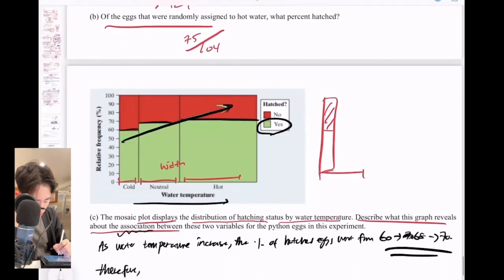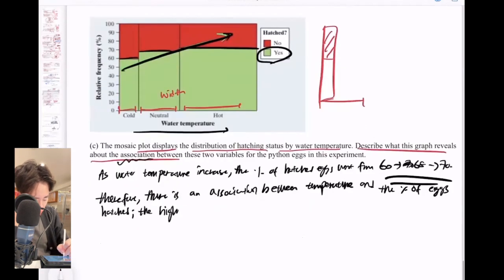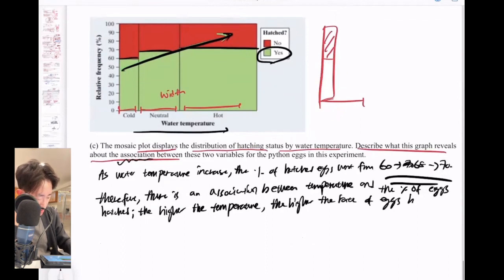Therefore, there is an association between temperature and the percentage of eggs hatched; the higher the temperature, the higher the rate of eggs hatched. Something like that. That's what I would probably most likely say for this.